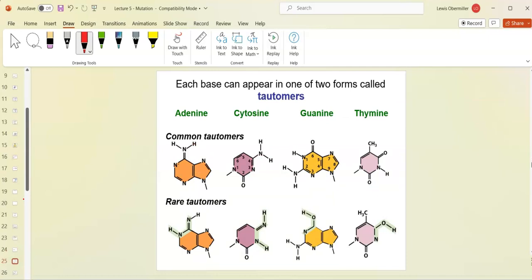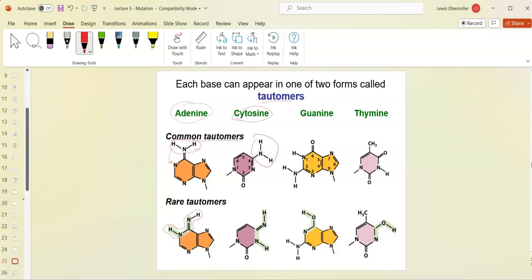All right. So tautomers. Each base appears in two different forms, and it has to do with the shifting of electrons within it. So we have adenine. This is the most common form that adenine takes on, which is this amino group right here, this NH2. But this hydrogen can migrate here. And when it does, it forms this shape. Right?